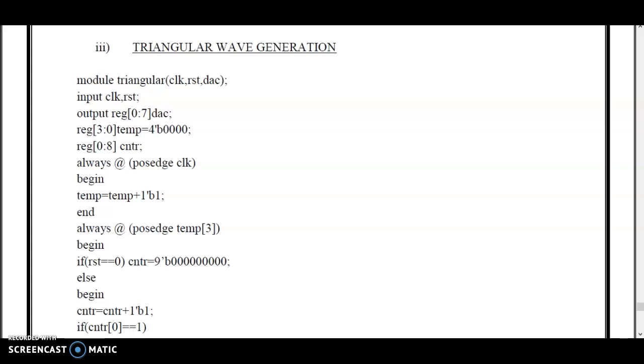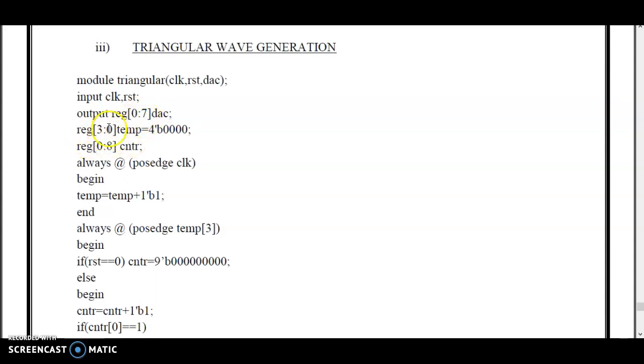Triangular wave generation. So we define module name, clock, reset, DEC, where again, clock and reset are our inputs. DEC is our output. Now, here we have defined 0th bit of DEC as MSB and 7th bit of DEC as LSB. The way it is written here, 0 colon 7, the 0 defines MSB and 7 defines LSB.